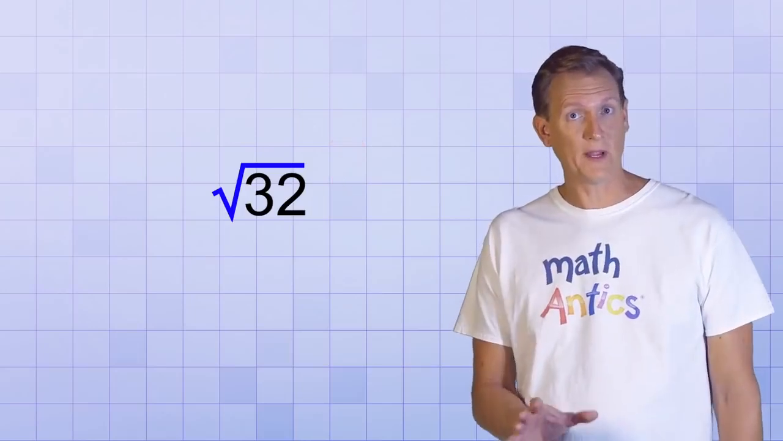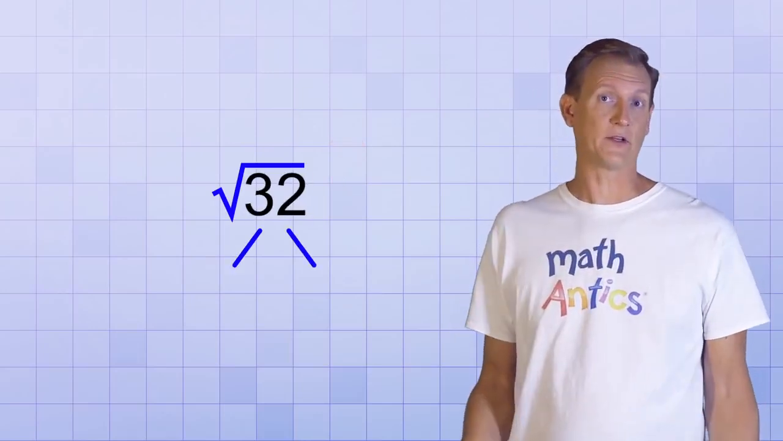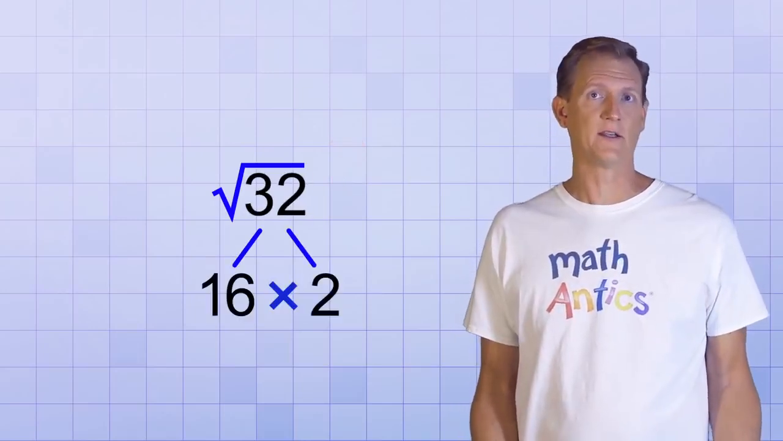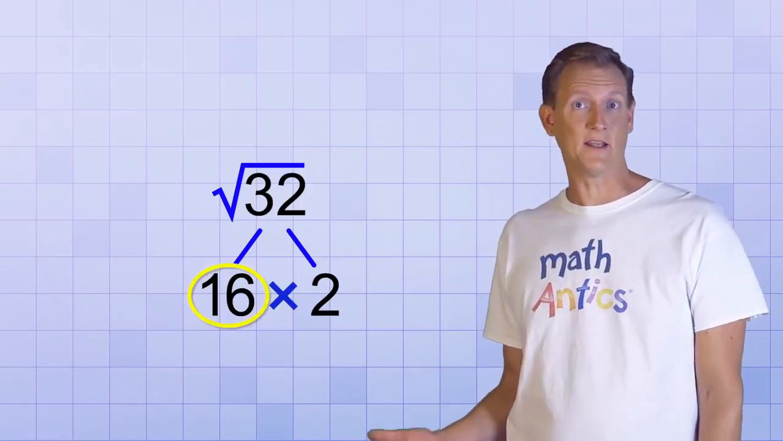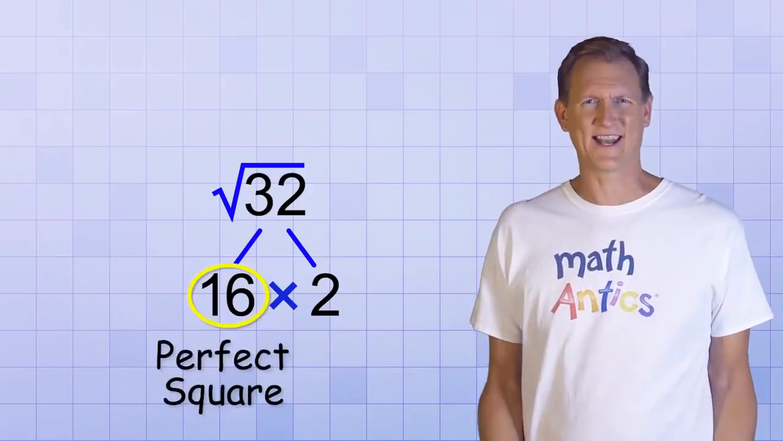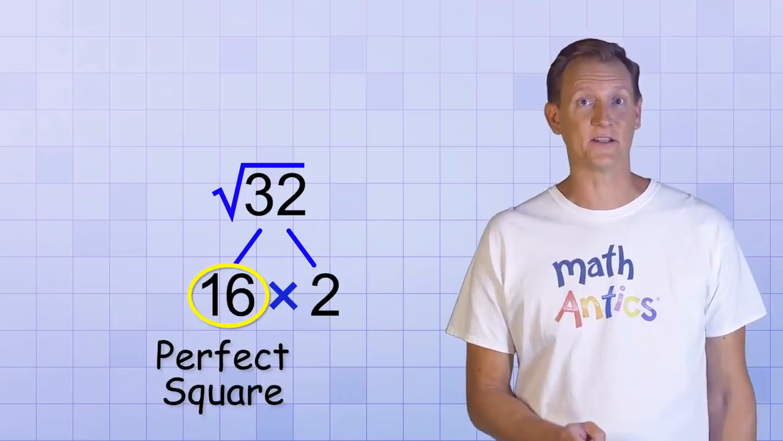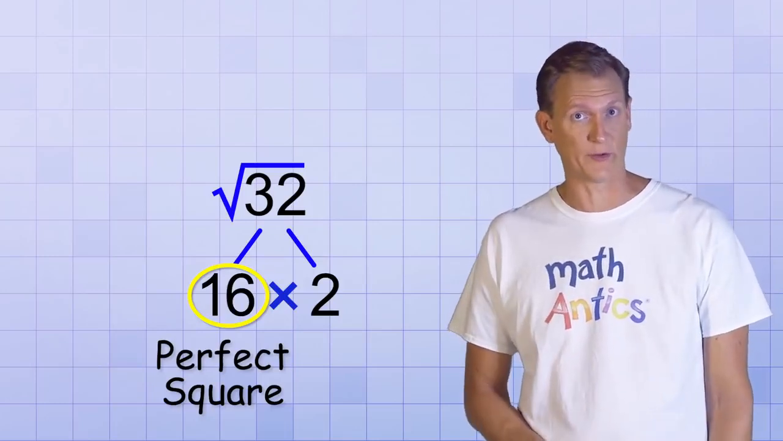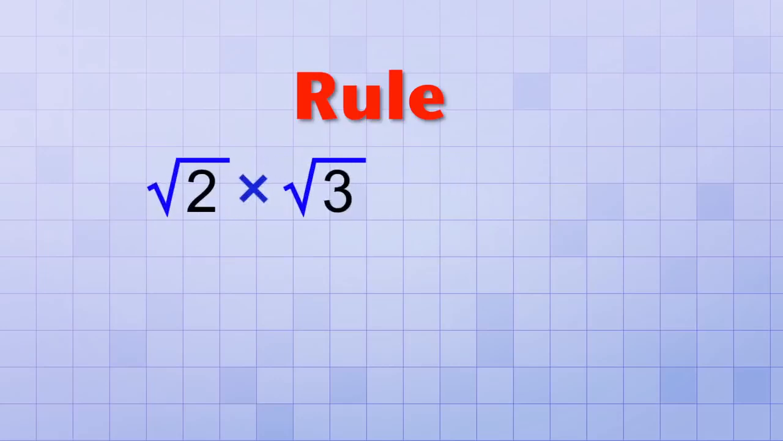Well, some of you may notice that 32 could be factored into 16 times 2, right? And we already know that 16 is a perfect square. But does that help us out? Actually, it does, because of a particular rule about square roots. That rule says if you have two square roots that are being multiplied together, like the square root of 2 times the square root of 3, you can combine them like this, the square root of 2 times 3.